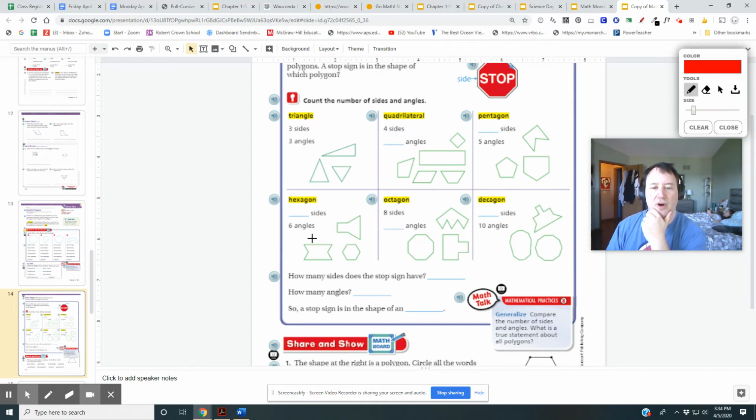Okay, so we reviewed all of this the last time. 4, 5 sides, 5 angles, 6 sides, 6 angles, 8 sides. How many sides does the stop sign have? 8. How many angles? 8. So the stop sign is the shape of an octagon.